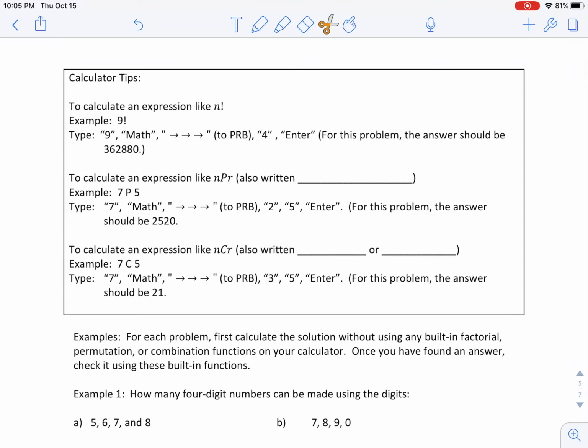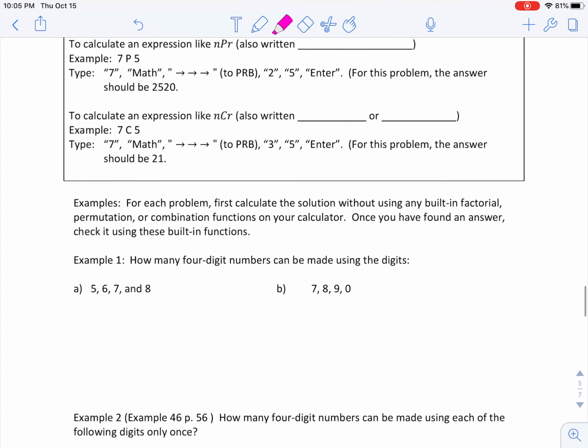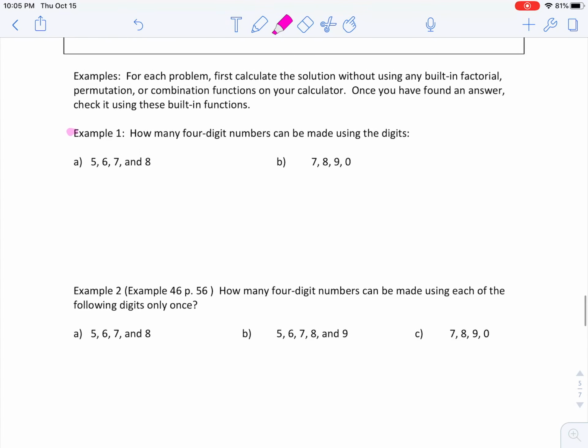This is video 4 of looking at permutations and combinations. And so we're at the top of the page here where we're talking about calculator tips. I'm actually going to save that for when we're together in class. And in this video, we're just going to look at examples 1 and 2.